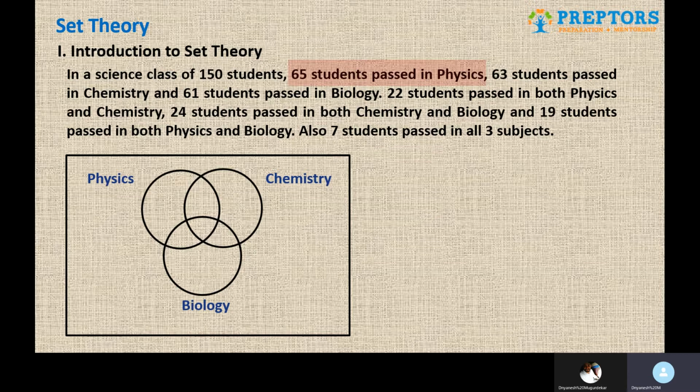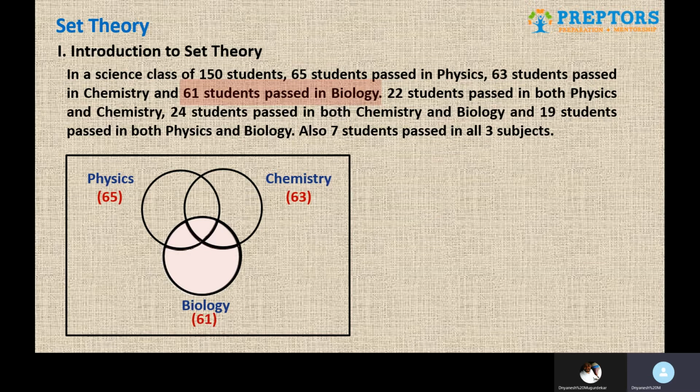And whenever such is the case, what they are exactly meaning is that the entire circle of physics corresponds to 65. Entire circle of physics corresponds to 65. So we'll write it outside the circle. Same goes for the other two. 63 passed in chemistry. Entire circle of chemistry is 63, and 61 passed in biology. Entire circle of biology is 61. Something like that.